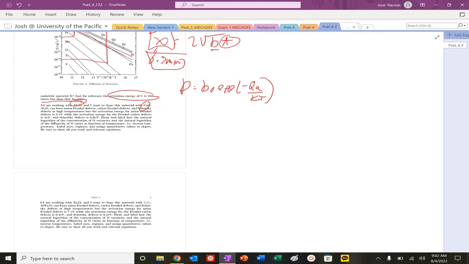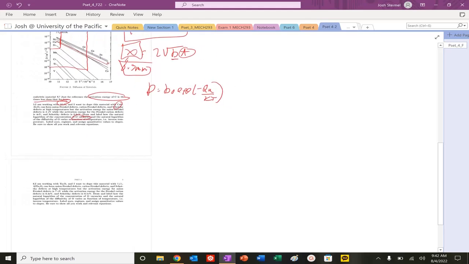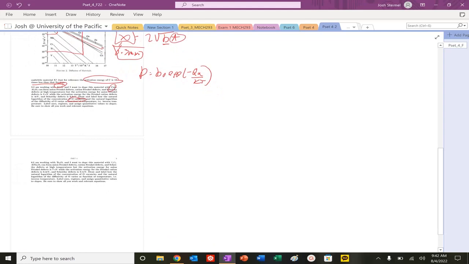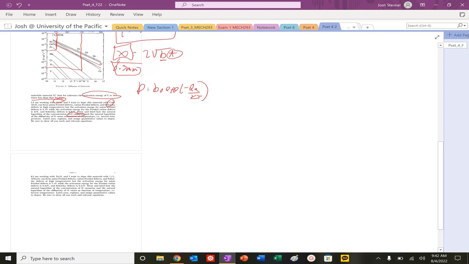Draw and label how the natural logarithm of the concentration of oxygen vacancies and the diffusivity of oxygen varies as a function of temperature, actually inverse temperature. Label axis regime. We want a plot of how the natural log of the concentration of vacancies of oxygen varies versus 1 over T.